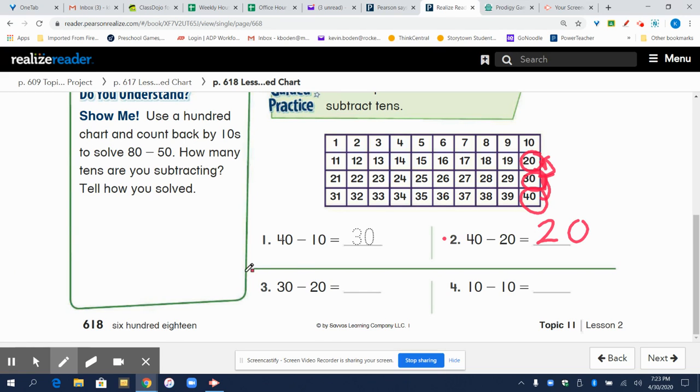Number 3, it says 30 minus 20. So I've got to get my eraser out because I don't want our stuff to get all messy over here. Now we're on number 3, and our equation is 30 minus 20. So I'm going to find 30, and I'm going to take away 10, 20. So 30 minus 20 leaves us right there with, that's right, 10.